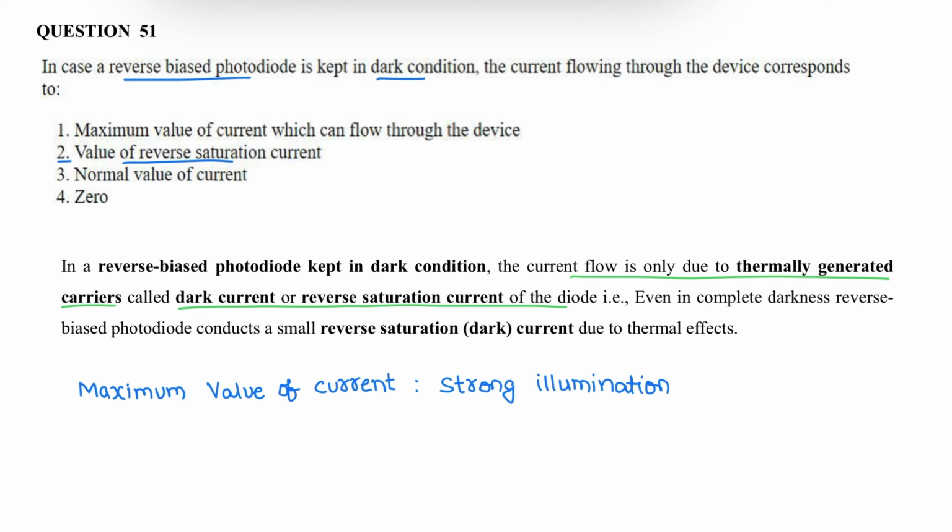Correct answer is option 2. The value of reverse saturation current in a reverse bias photodiode when kept in a dark condition.